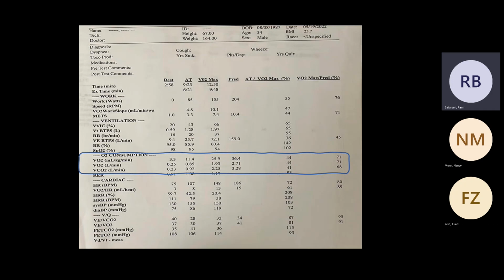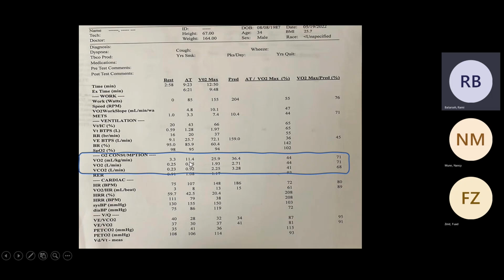Okay. So now at rest, if I look at here, it was 3.3 ml per kg per minute. And if we go by the liters, it's around 250. That's the normal. So it's 0.25 liter per minute. So at rest, his VO2 is normal because he's not doing any exercise. He doesn't have a problem while he's sitting doing nothing. Okay. So when he starts exercising, his VO2 starts going up.